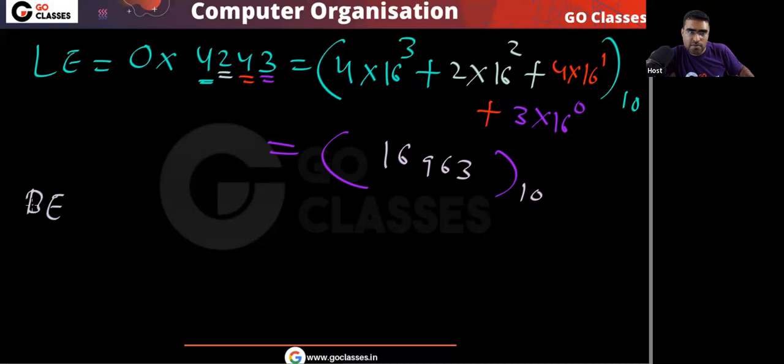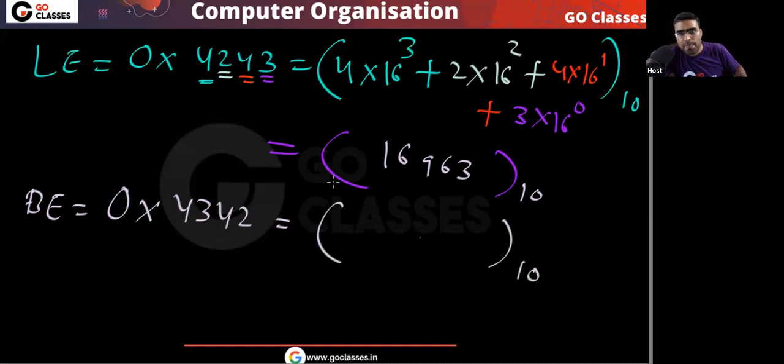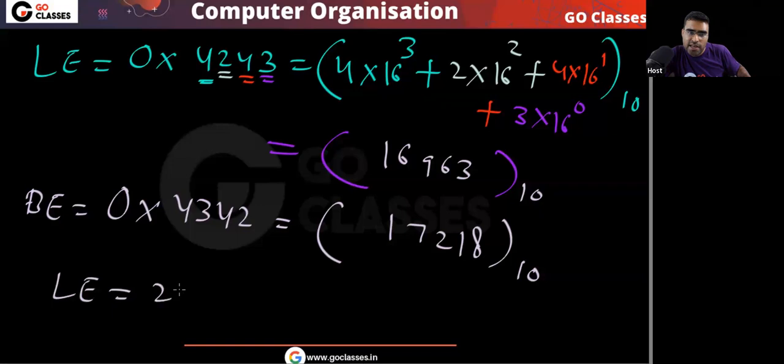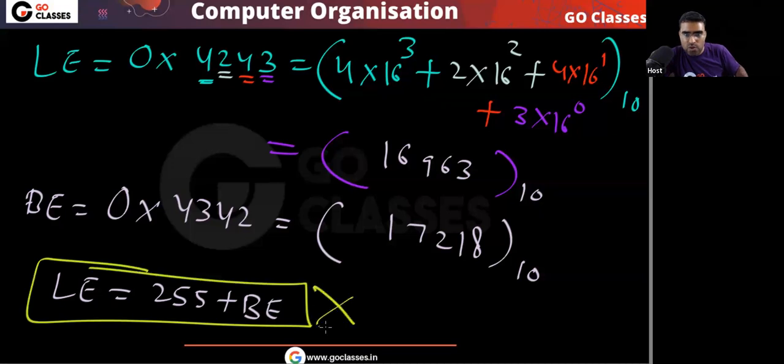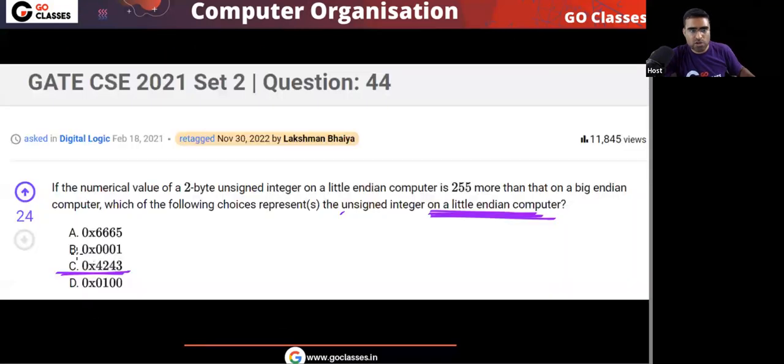What about BE? That is 4342. In decimal, that is 17218. So this equation, LE equal to 255 plus BE, is clearly not satisfied. So this option is not correct. Option A is correct, option B not correct, option C not correct.